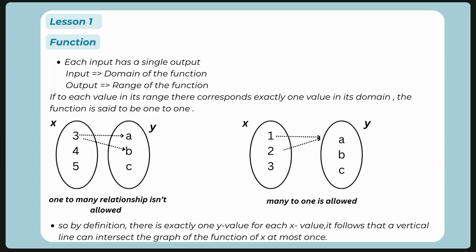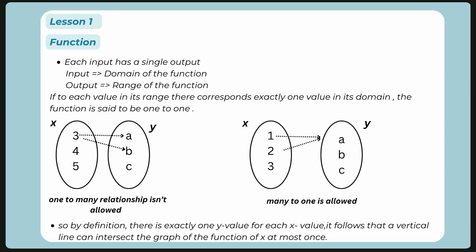An input is a domain of the function, while an output is the range of this function. So the domain of the function means all of the x values, while the range means all of the y values. If to each value in its range there corresponds exactly one value in its domain, the function is said to be a one-to-one function.